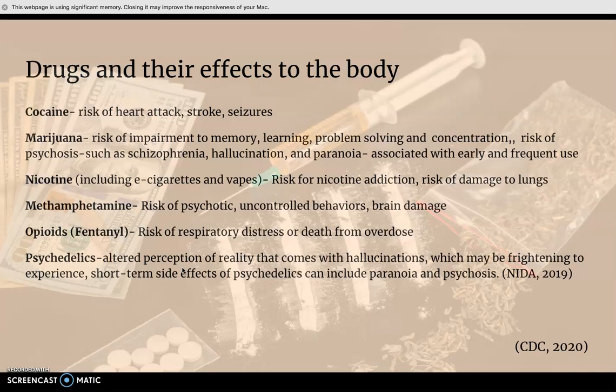Another one is psychedelics. This can be LSD, mushrooms, or any other psychedelics. This drug may lead to altered perception of reality that comes with hallucinations, which may be frightening to experience, and some short-term side effects of psychedelics can include paranoia and psychosis.